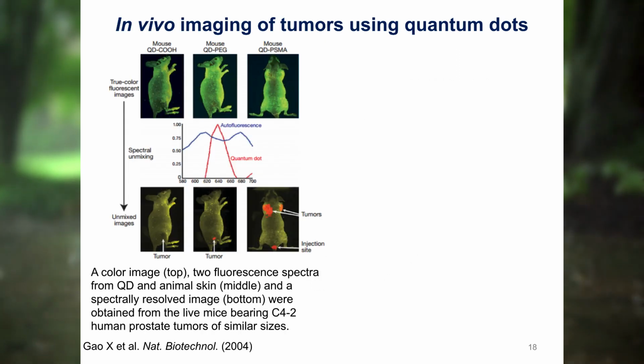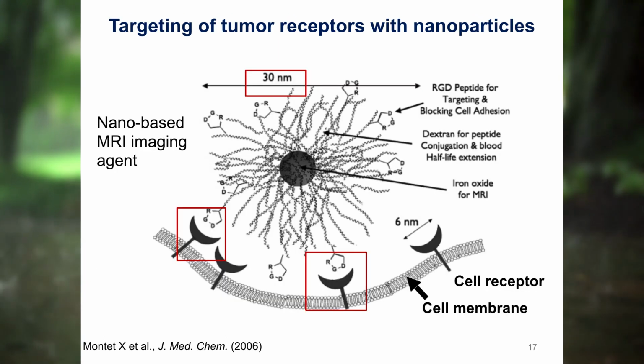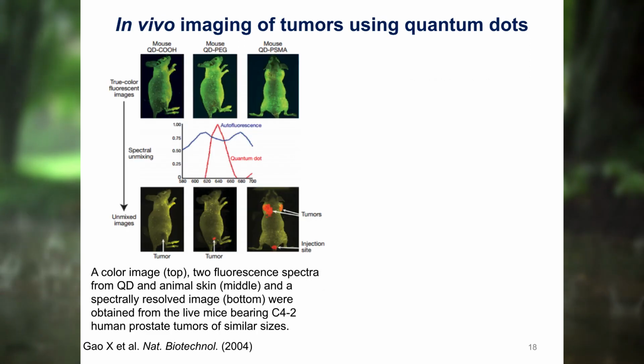Now, it turns out that people did this in the mid-2000s. Instead of what we had for the core, they put in a fluorescent particle called a quantum dot, which you've just seen in the previous example. Here, they put some different types of targeting ligands on it to target the cancer cell receptors in an animal.